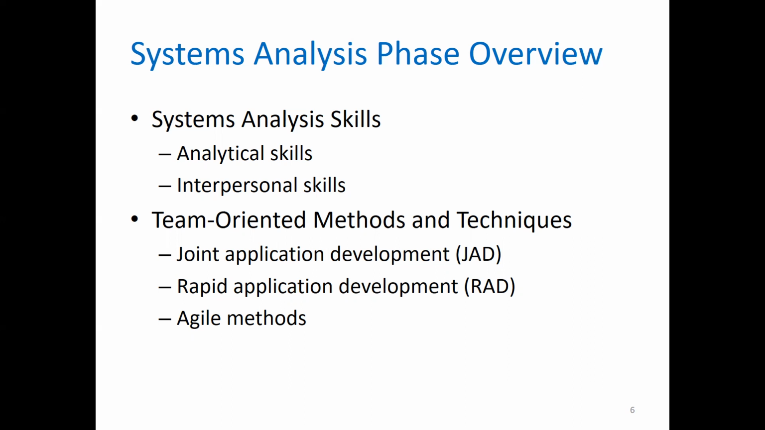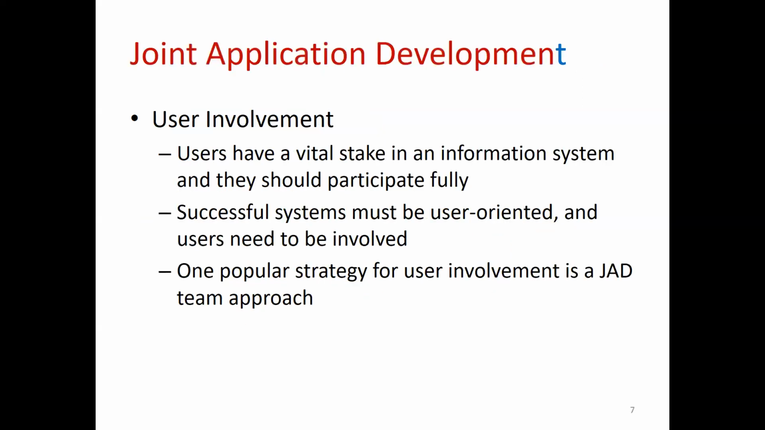Now, team-oriented methods and techniques. We have three techniques and methods which are basically team-oriented. That means you have to deal with teams, or teams are generally constructed to do so. We have JAD, RAD, and Agile development. We'll learn more about these three techniques in the next few slides. So first of all, we're looking at JAD, Joint Application Development.